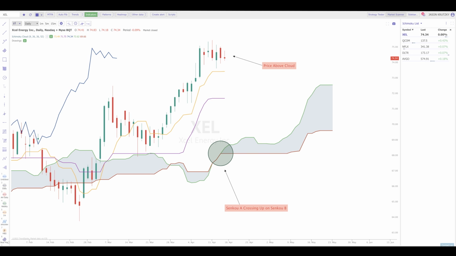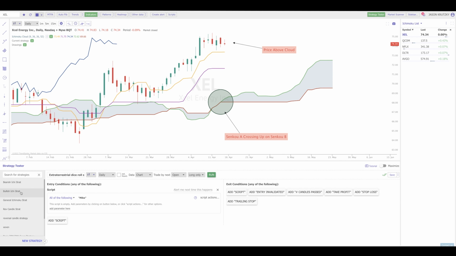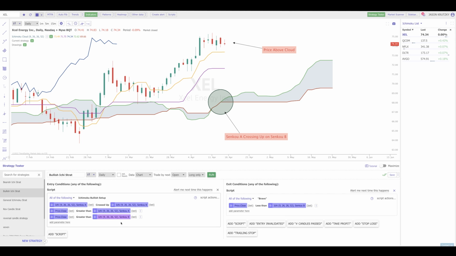So let's do that. We're going to go to Strategy Tester. I'm going to choose Bullish Itchy Strat. This is something that I have pre-written here. On the entry side, we can see Senkou A crossing up on Senkou B, price close greater than Senkou A, price close greater than Senkou B.